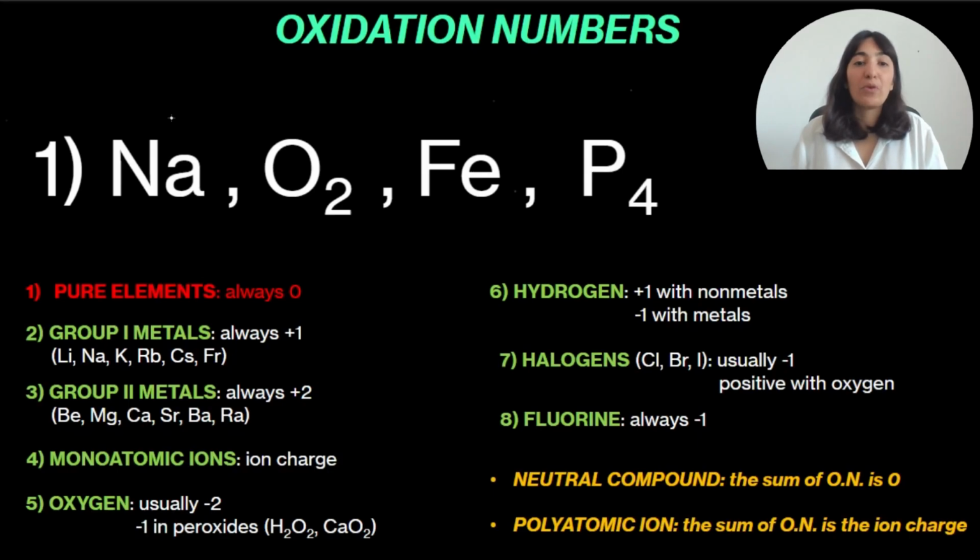These are elements by themselves and their oxidation number is always 0. For example, sodium here has an oxidation number of 0. And what about O2? Same thing, because we do not care how many atoms we have in the same molecule. The important thing is that the element is not in a compound. So the oxidation number for oxygen here is 0. The oxidation number for iron is 0, and of phosphorus in P4 is 0.